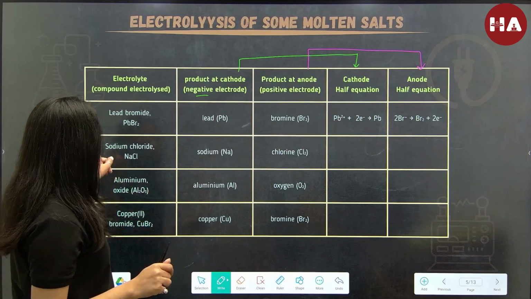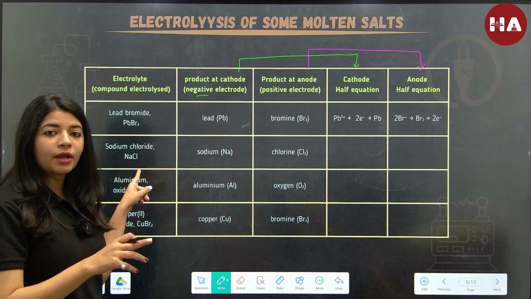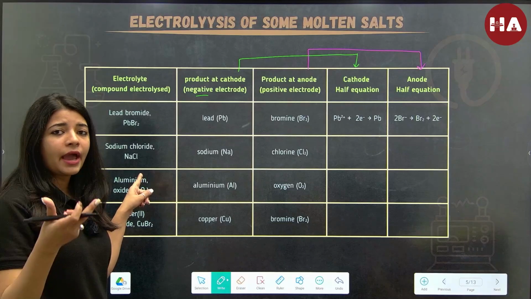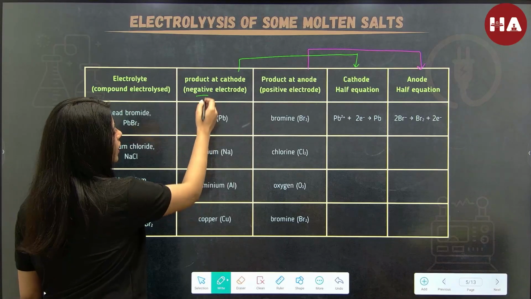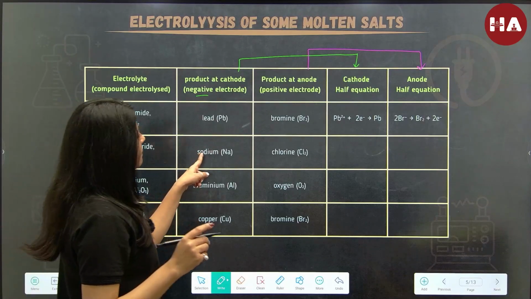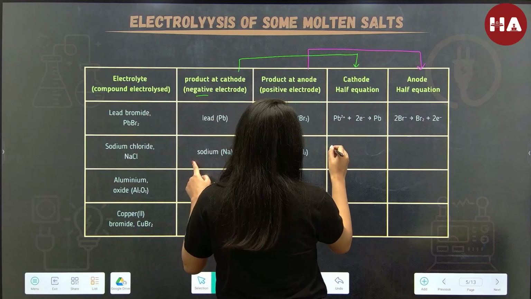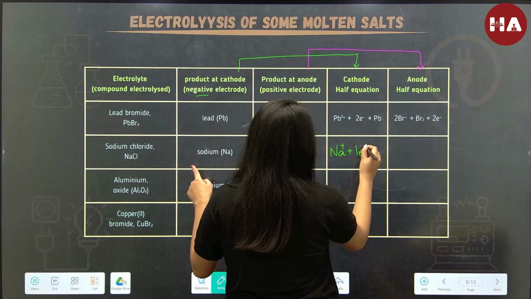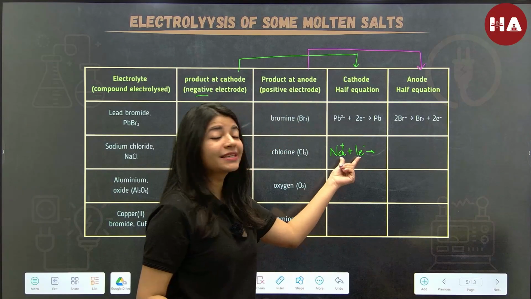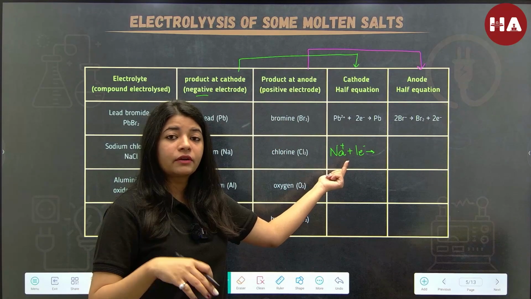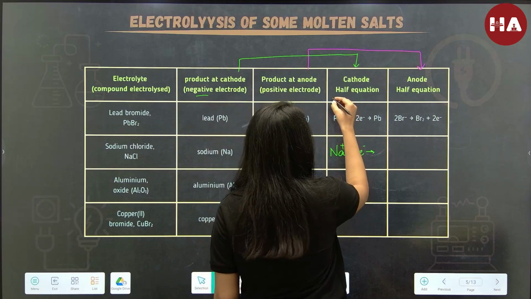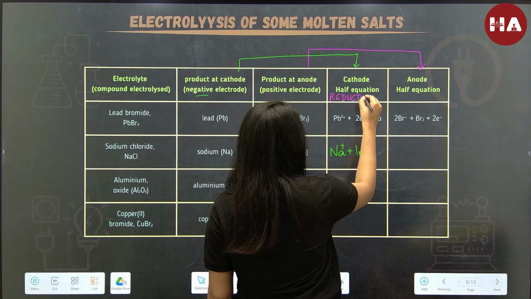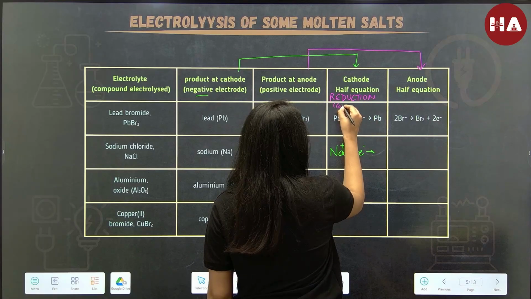If you have sodium chloride, in this we know that sodium is a metal, and if it is a metal, it will be a positively charged ion, so it will go to the negative electrode. And what happens at the negative electrode? Na plus plus one electron gives Na. What is happening here? Because it is gaining an electron, reduction is taking place. Let me write here that at the cathode reduction takes place, meaning gain of electrons.